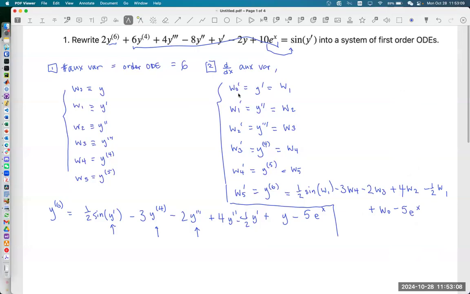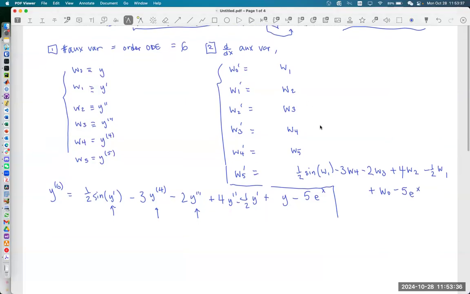Okay, so now we have a system of first order ODEs. If we erase all the y's here and leave it only in terms of W, these are the system of first order ODEs that we want. Any question? So this is how we rewrite higher order ODEs into a system of first order ODEs.